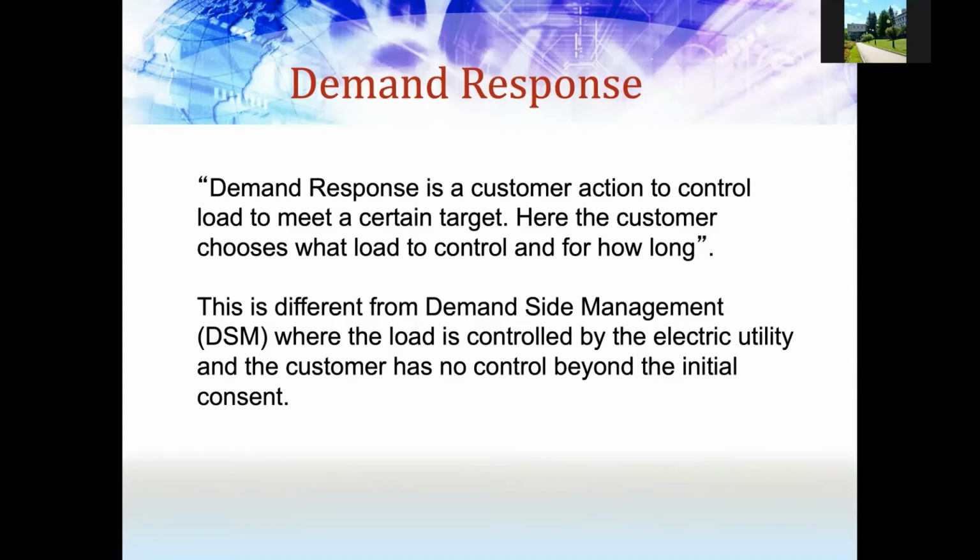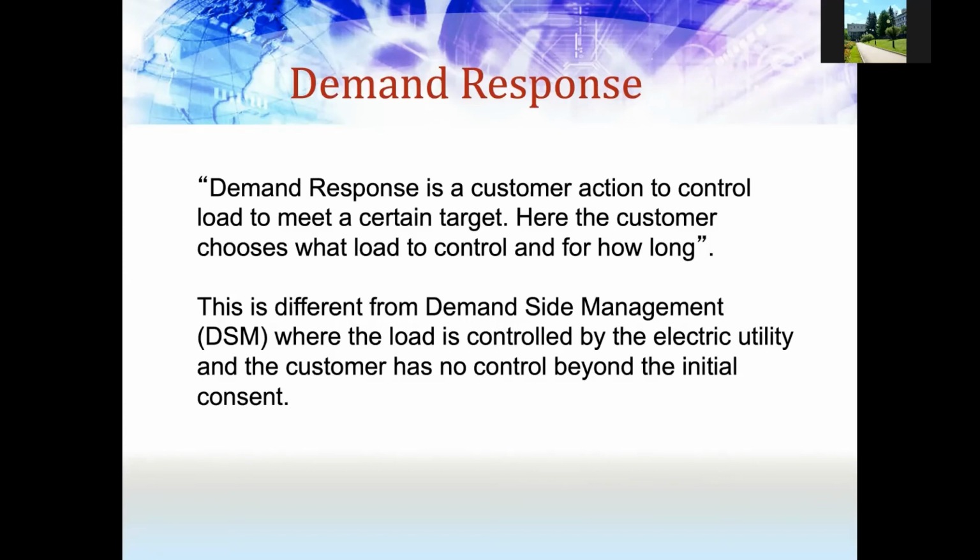Here, the customer chooses what load to control and for how long. Meaning I have an air conditioner, electric water heater, oven, clothes dryer, and electric vehicle. All these are on the higher voltage system in the US, 240 volts. So those I can decide how much to control. Maybe I will not charge the electric car at that time, which is a 5 kilowatt load. I will cook rather. So that's the customer choice.